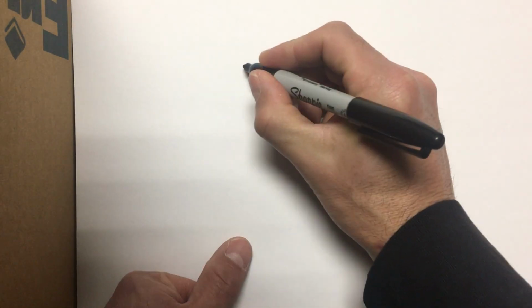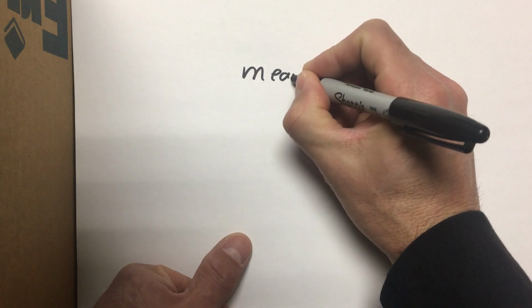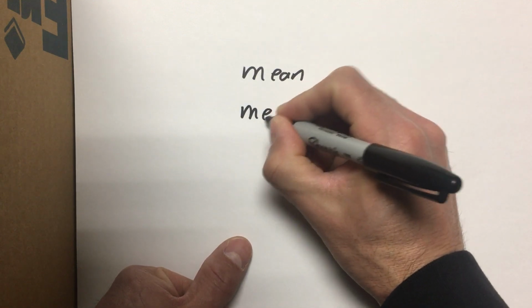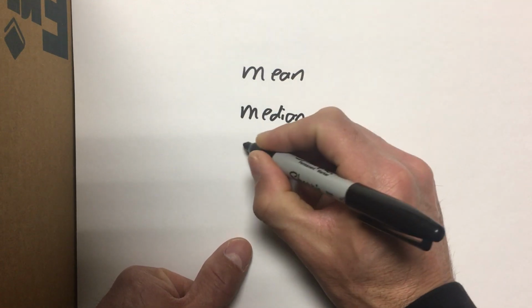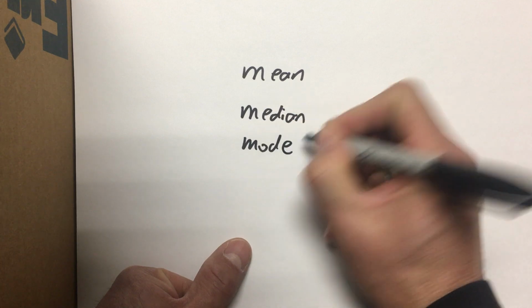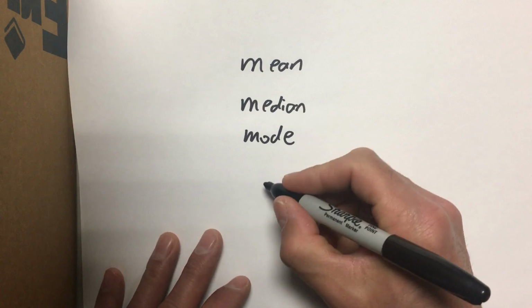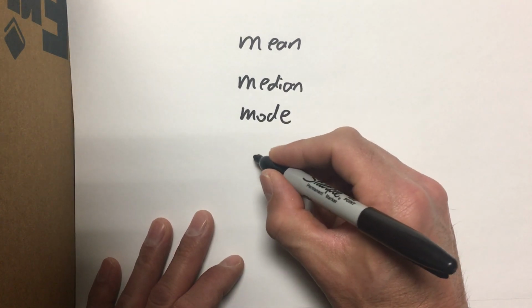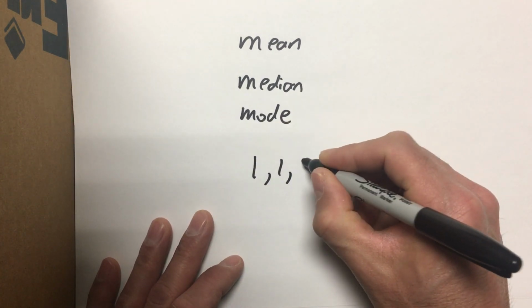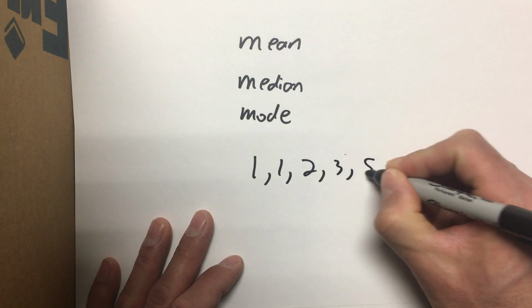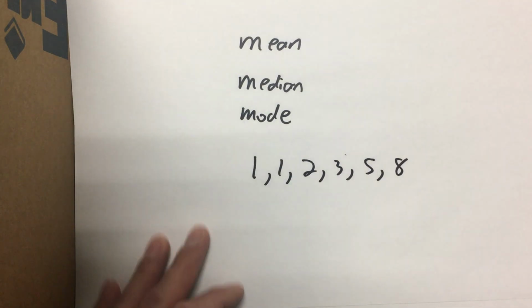And we've got three main ways to do that: the mean, the median, and the mode. So we'll find all three of these for a collection of numbers. Let's say I've got 1, 1, 2, 3, 5, and 8.